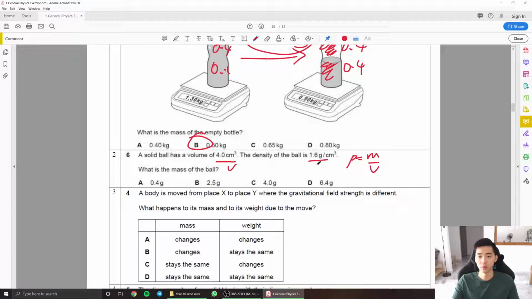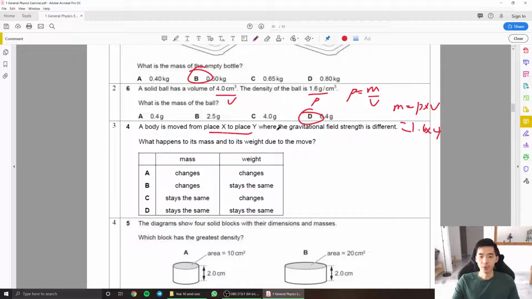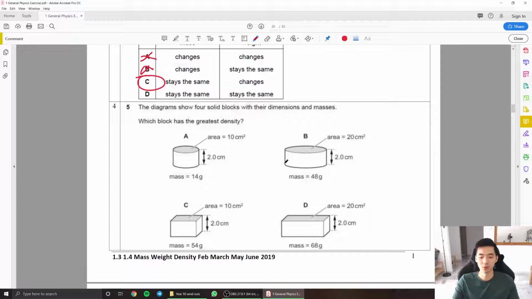Always write down your formulas here, right? Mass would be density multiplied by volume. In this case here, it will be 1.6 multiplied by 4, which will obviously be 6.4 grams. A body is moved from place X to place Y where the gravitational field strength is different. What happens to its mass and the weight due to this move here? The mass is never ever going to change, right? The weight is definitely going to change because it has a different gravitational field strength.